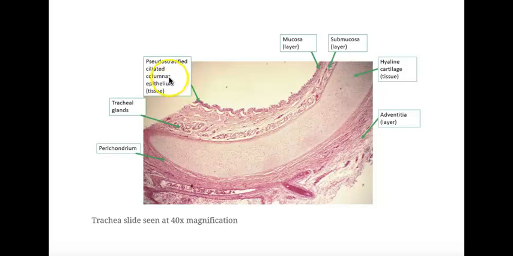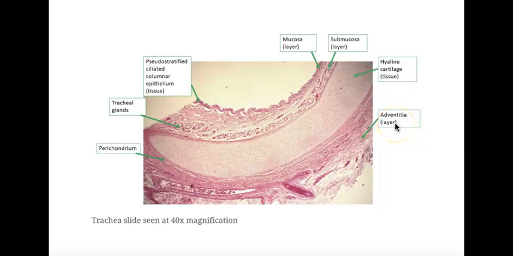So on a practical, the question might be pointing to this, and the question would ask you, what is this tissue? You know that this is what it's asking for. Versus it might be pointing to this and ask you for a layer. Now, the layer would be the mucosa or the tunica mucosa. Either term is okay.